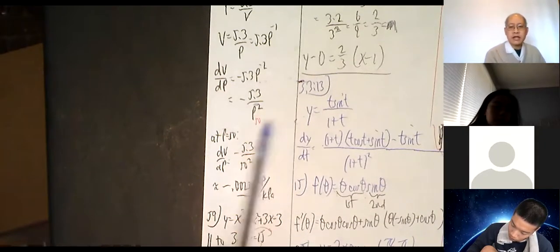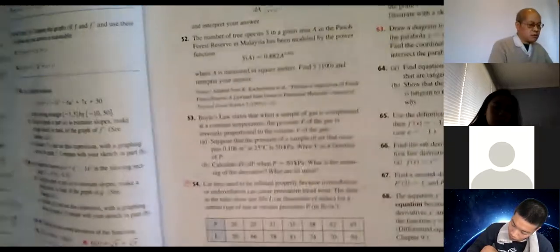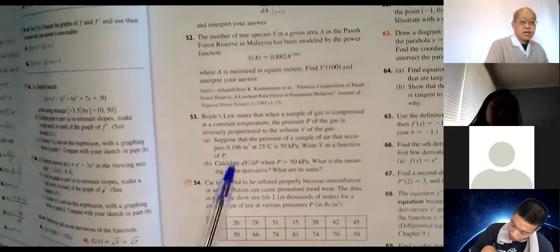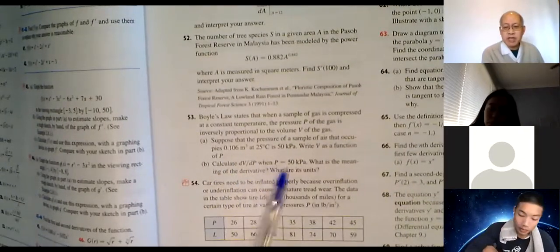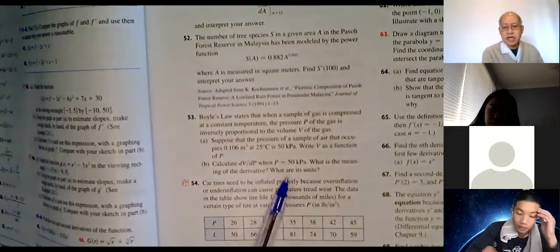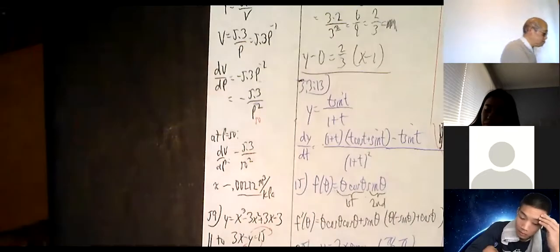All right, and then they tell me to plug in 50. So calculate dV/dP when P is equal to 50 kilopascals. What's a kilopascal? It's a measure of pressure. Don't worry about it too much.